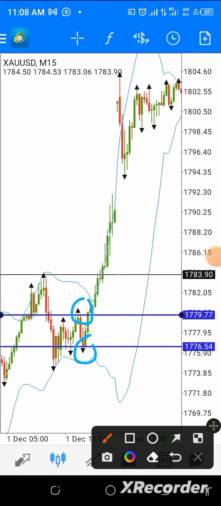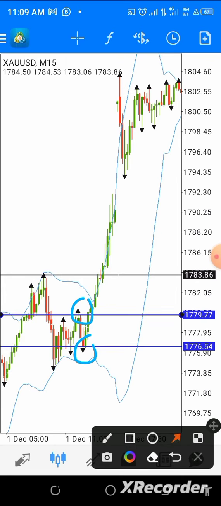Any fractal that shows at the top is your sell fractal, and any fractal that shows at the bottom is your buy fractal. And most important, you are going to be working on two recent fractals, be it up or down. You are working with two recent fractals, sell fractal and buy fractal, and you are going to be looking for a breakout of the two fractals.